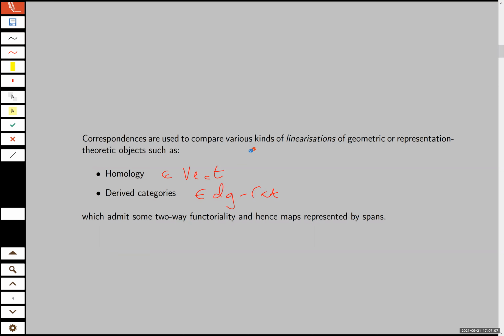And in DG categories, you can do all kinds of things. One of the ones that's going to come up in this is adjoint functors. And in both settings, you usually got a way of going both ways. Given a map between objects in the original category, you can get maps in both directions in the homology or the derived category. So that's what I mean by this two-way functoriality here.